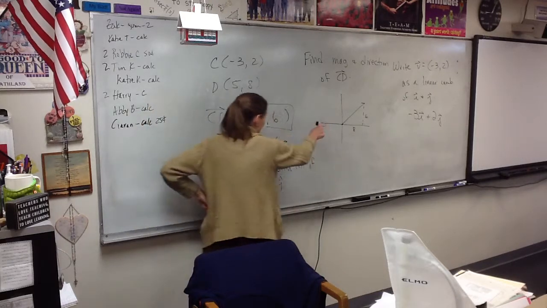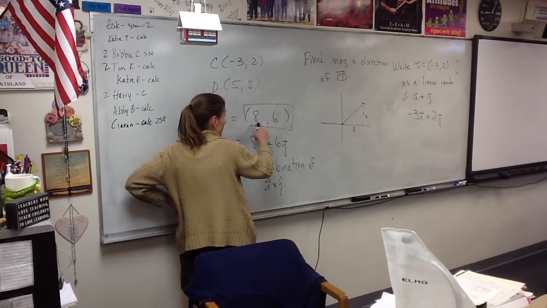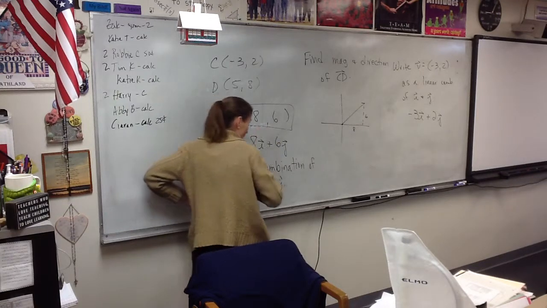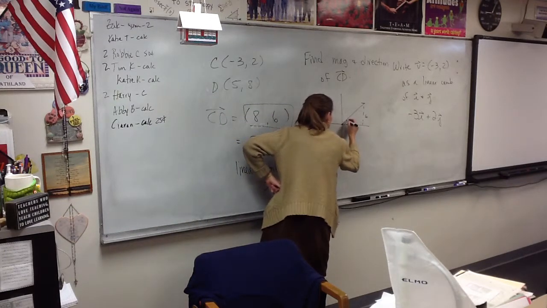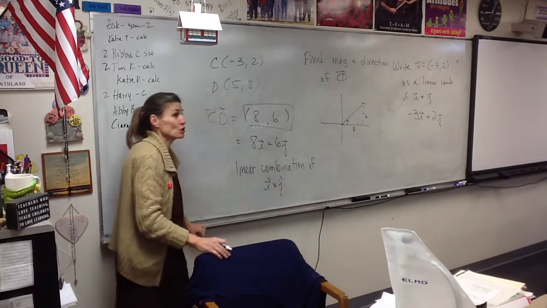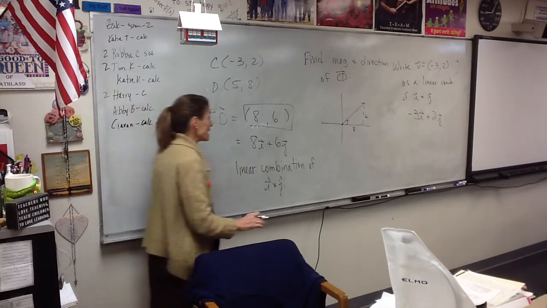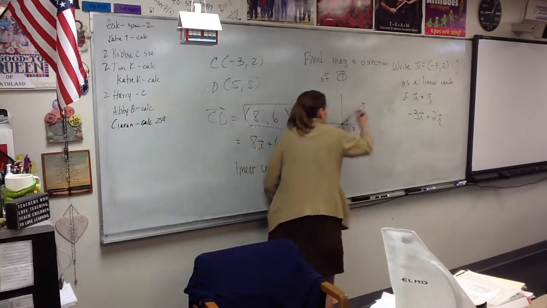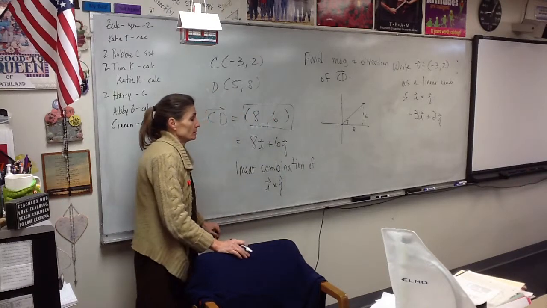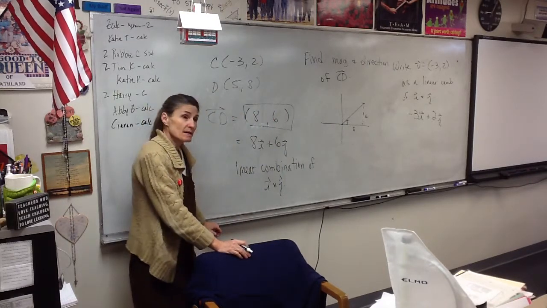I want to know then, if that's vector CD, the vector that goes right 8 and up 6, I want to know this angle, because that will give me the direction of the vector, and I want to know this length. Well, do you have an idea about either one of those?